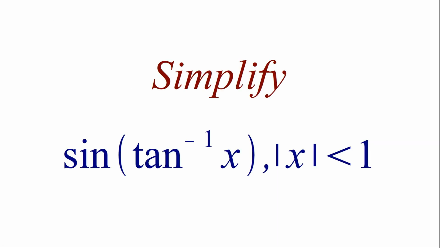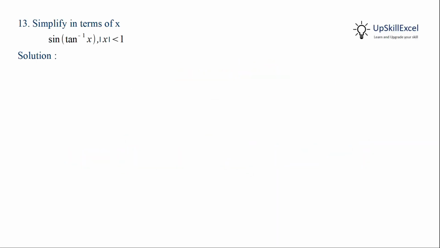Simplify in terms of x, sine of tan inverse x, where absolute value of x is less than 1. Let tan theta is equal to x, which implies that tan inverse of x is equal to theta. Applying sine on both sides, we get sine of tan inverse of x, which is the left hand side, is equal to sine theta. Now sine theta can be written as product of tan theta and cos theta, where cos theta can be further written as 1 by sec theta.